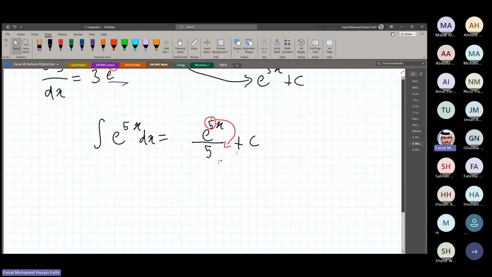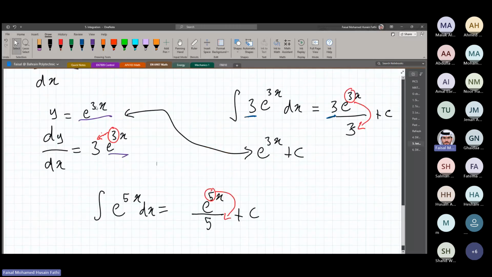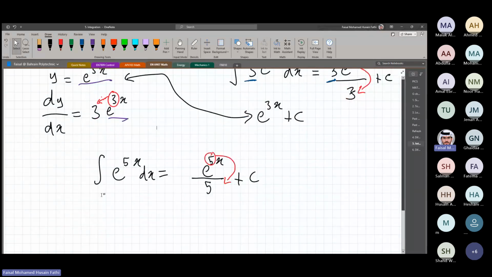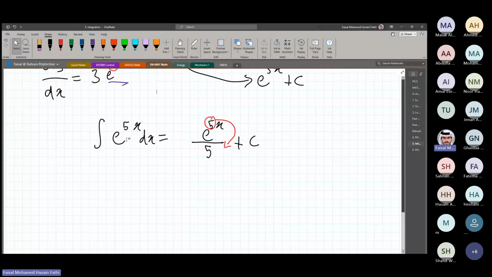Simple, very straightforward. Same exact thing. Instead of multiplying as in differentiation, here we will be dividing. And the integral of e to the x: if we have e to the power x dx, this is equal to e to the power of x plus c, simply. All right?